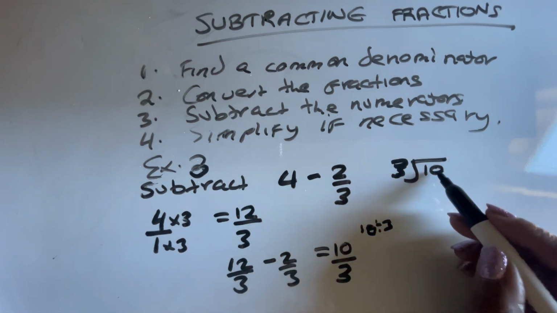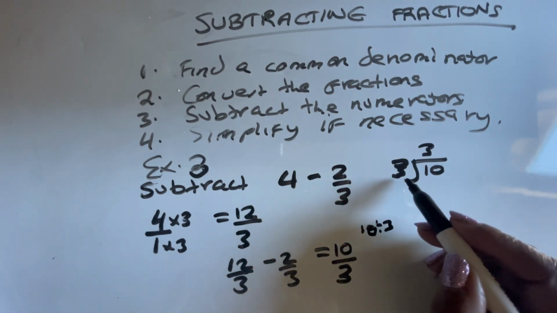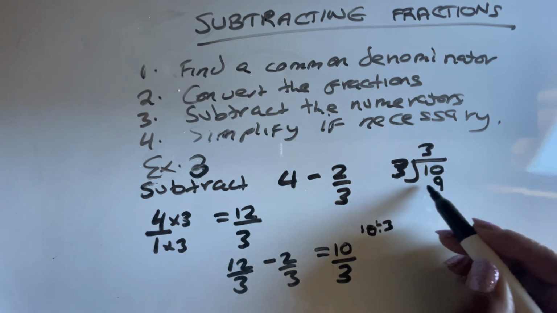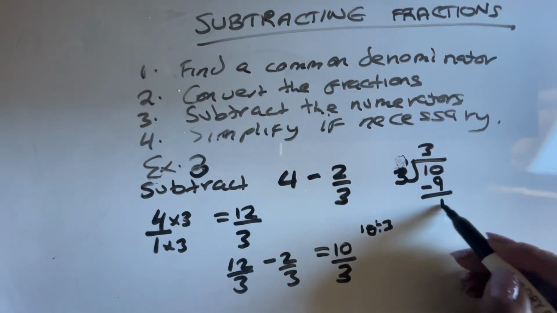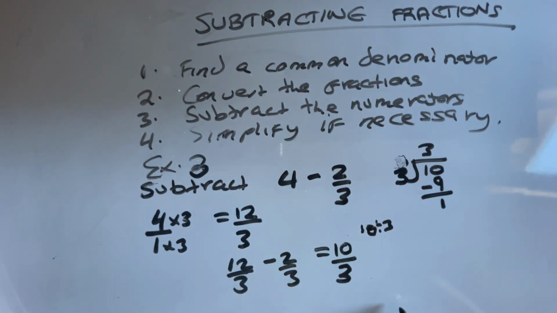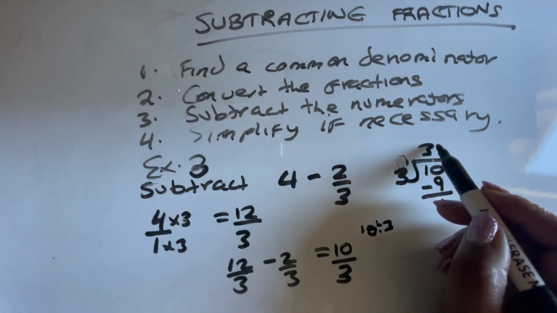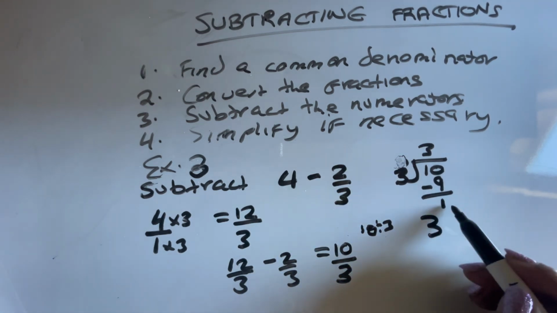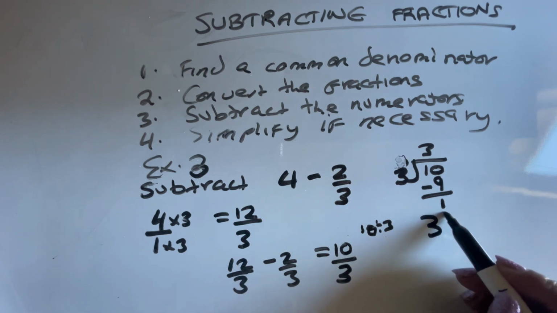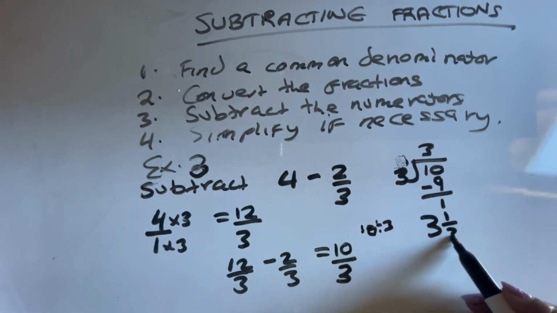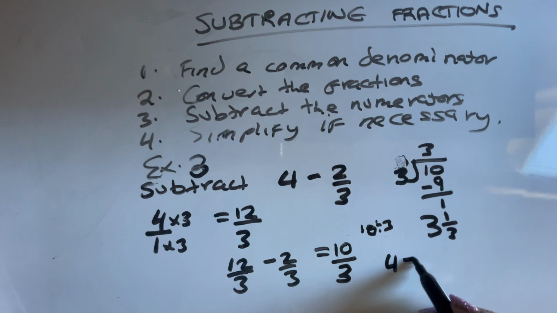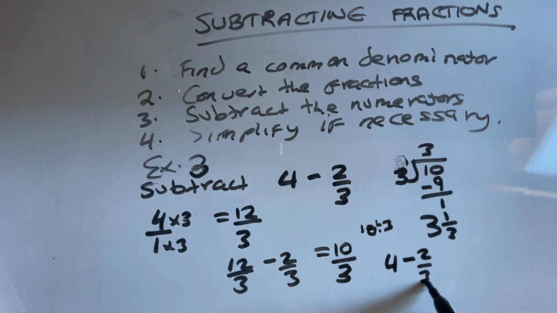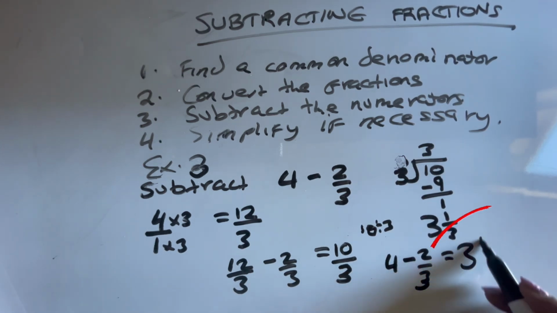So 3 goes into 10 3 times. 3 times 3 is 9. And if we subtract 10 minus 9 is 1. So the new mixed number is 3. The 1 is the remainder, so it's 1 over 3. Therefore, 4 minus 2 over 3 is equal to 3 and 1/3.